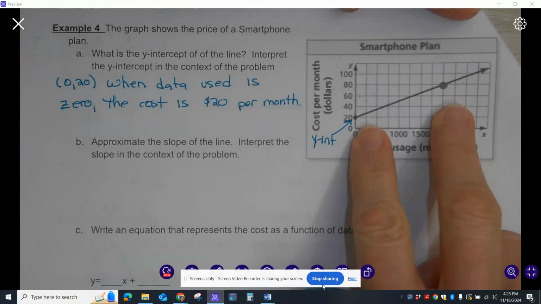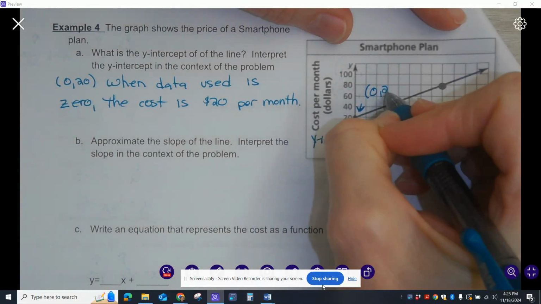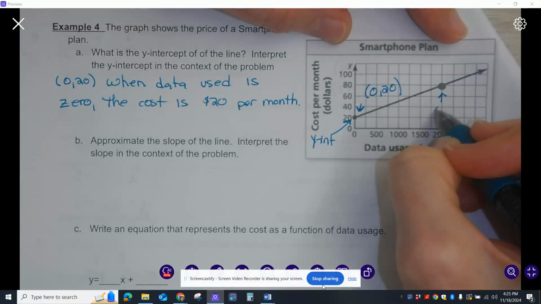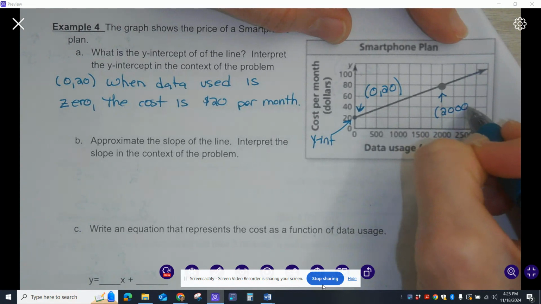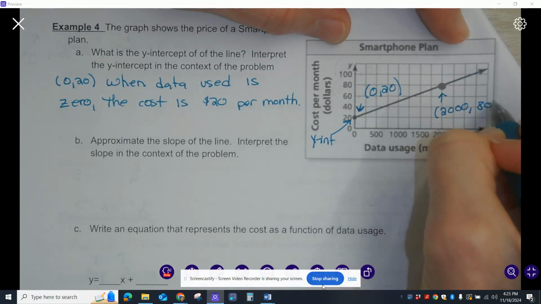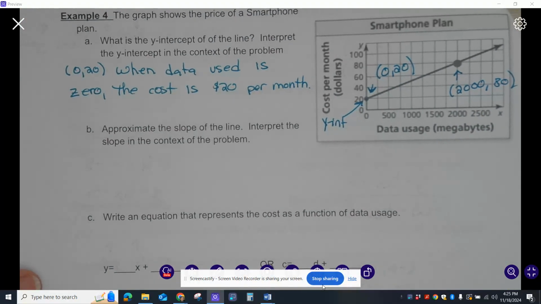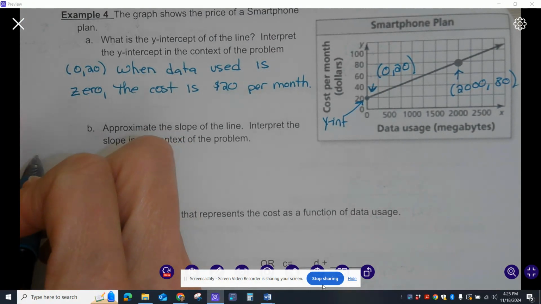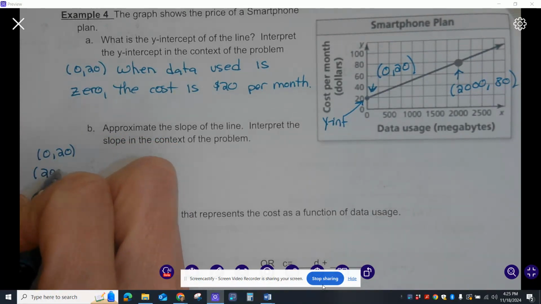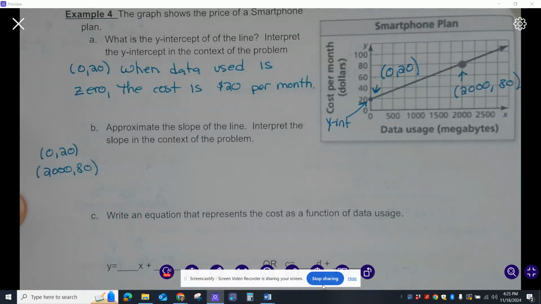Well, I have 2 coordinate points here, so I'm going to use those to find my slope. That coordinate point is 0, 20. That coordinate point is 2,000, 80. That's my y. So all I need are 2 points to approximate the slope. It actually won't be much of an approximation. Well, I guess it will be. So I'm writing my 2 coordinate points on top of each other.